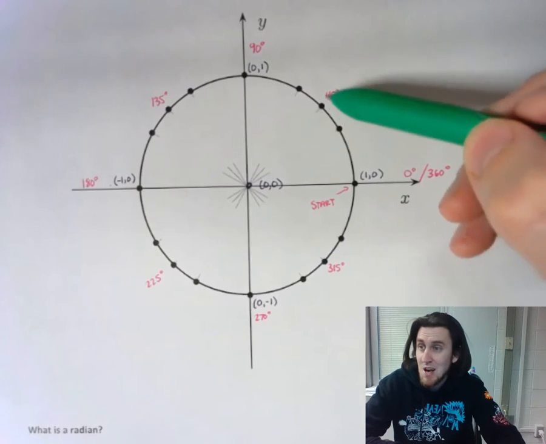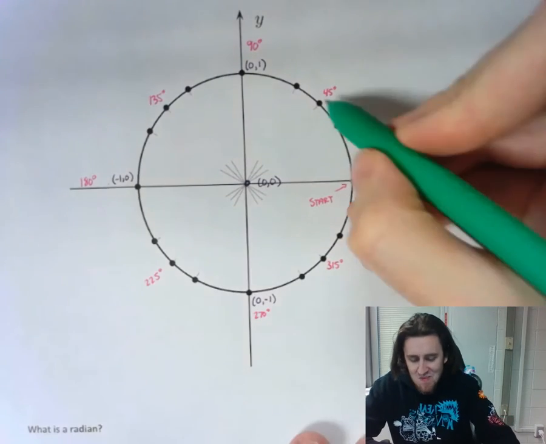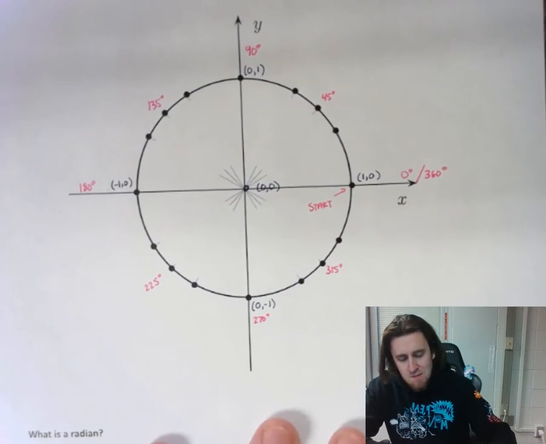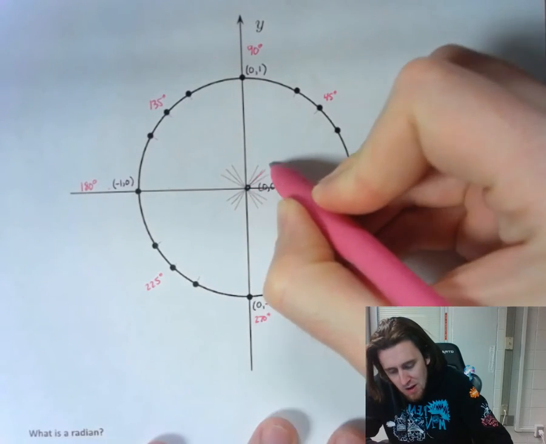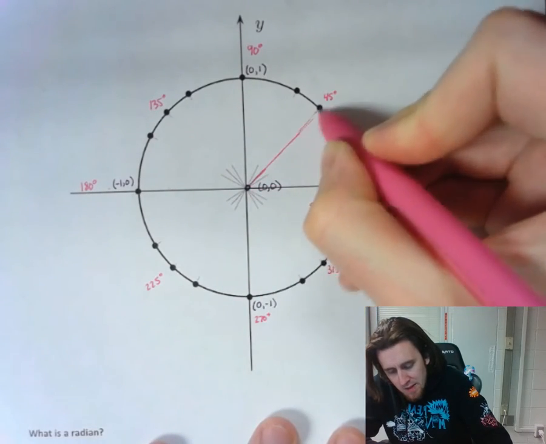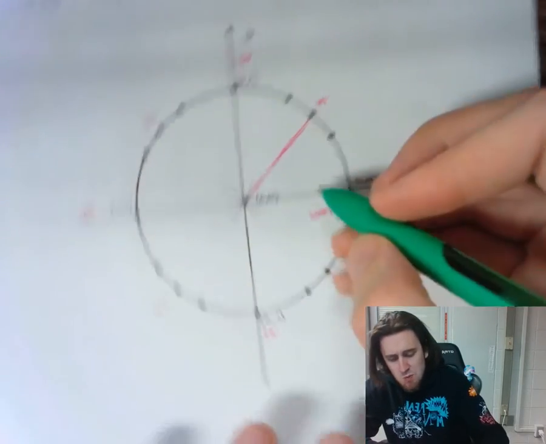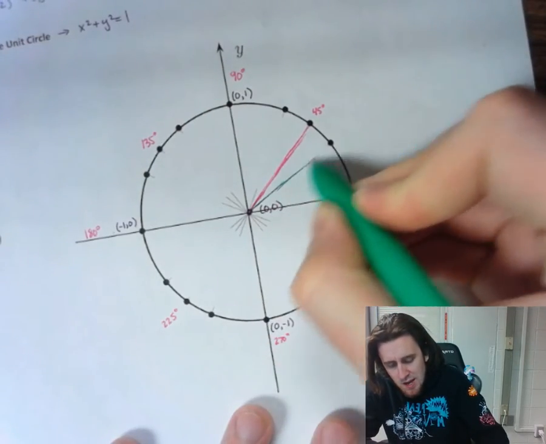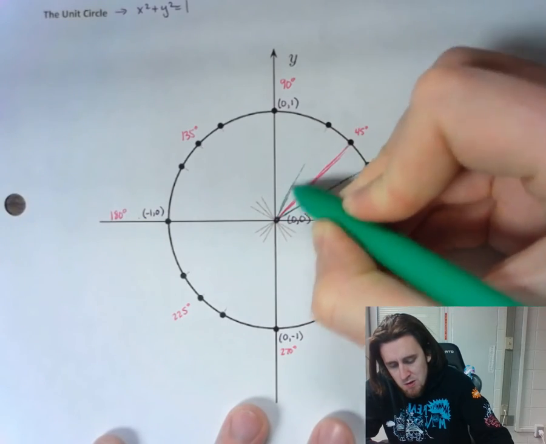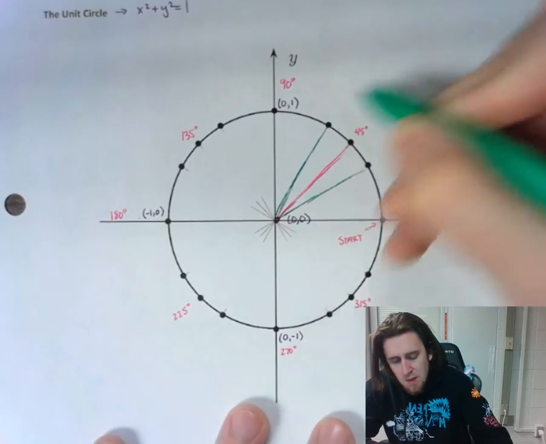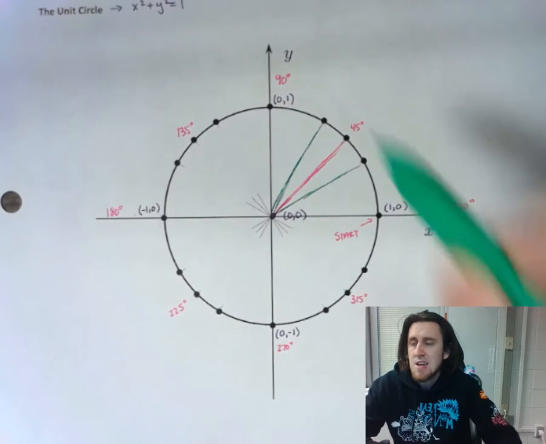So notice we skipped a lot of points, right? So if the point here at 45 represents halfway to 90, then the other 2 points, you might guess, represent thirds of the way. So what's 1/3 of 90?